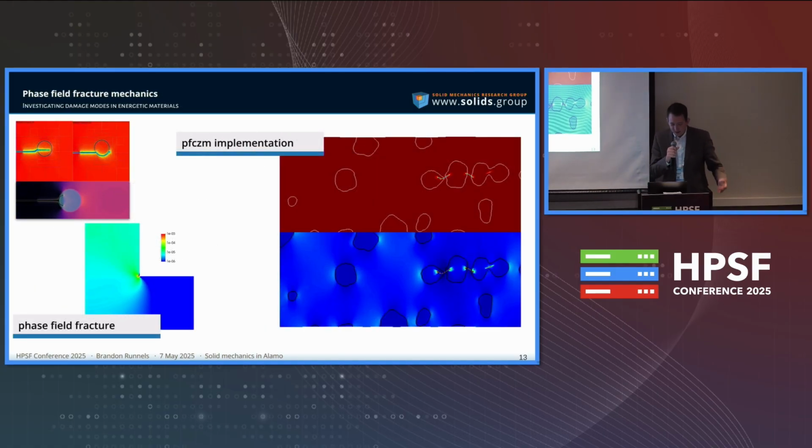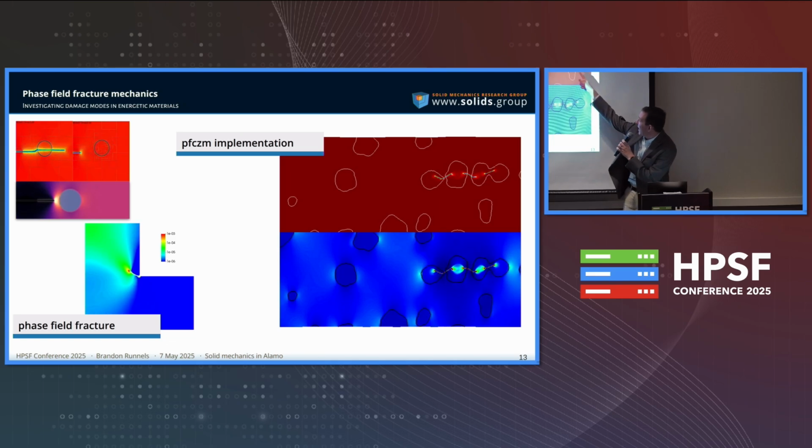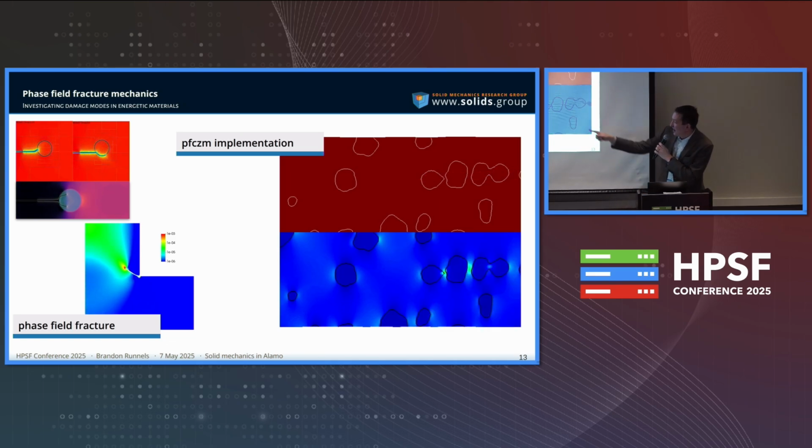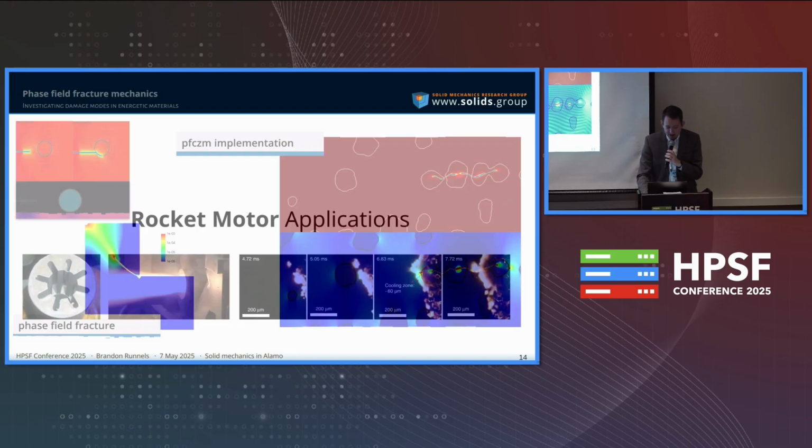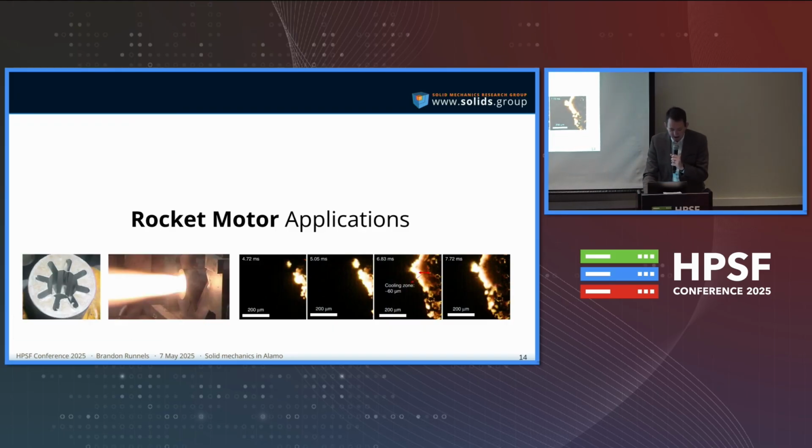So some more examples of this at work. This is phase field cohesive zone modeling. This is modeling fracture in an energetic material. We have some other fracture mechanics simulations over there. And in the interest of time, I'll keep moving along.